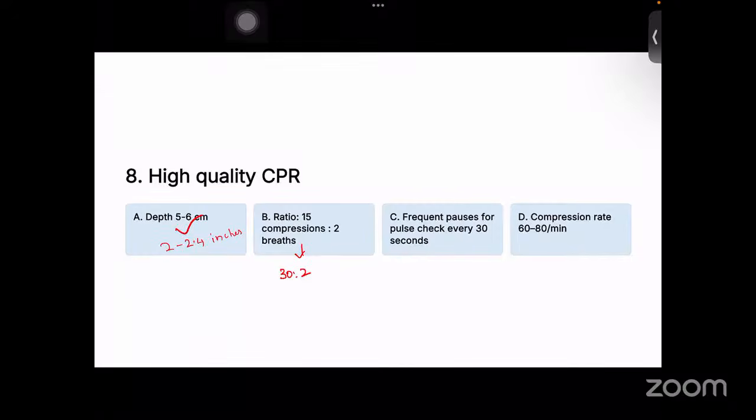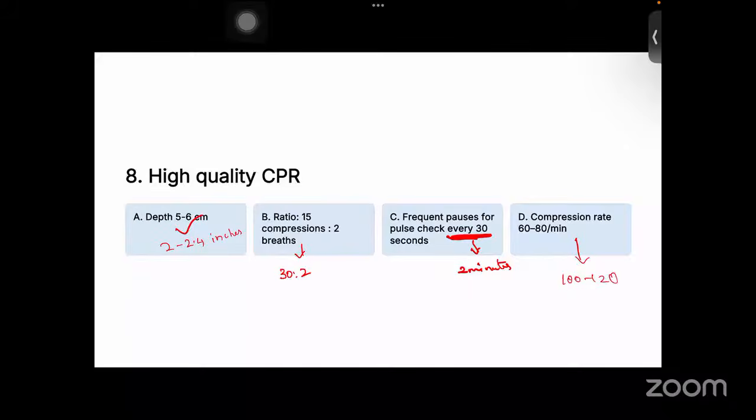And number three, frequent pauses for pulse check every 30 seconds. Is it right? No. Every 2 minutes, every four cycles of CPR, you will get one pulse check. That means after a full four CPR cycles, which involves 4 times 30:2 ratios. And the compression rate is 60 to 80? No, the compression rate is 100 to 120.